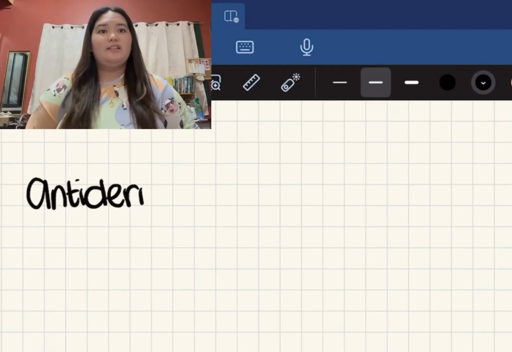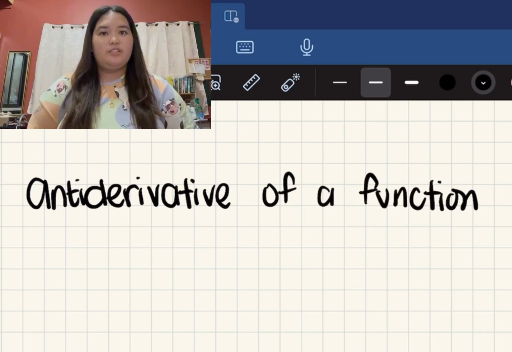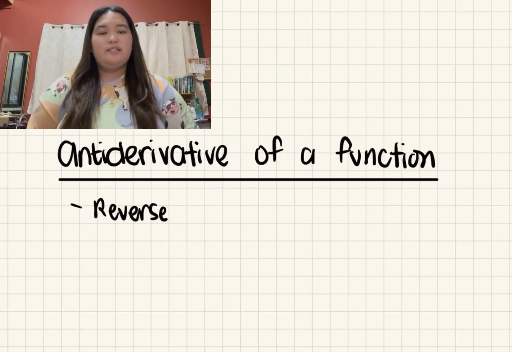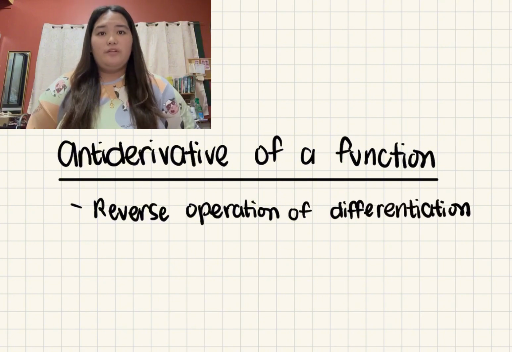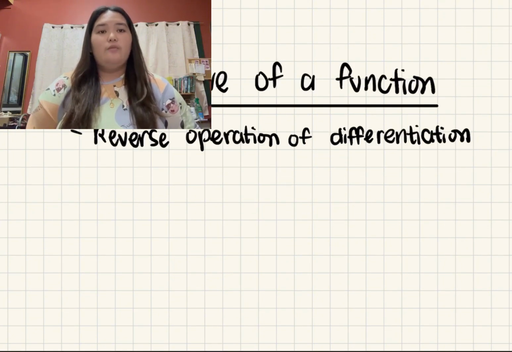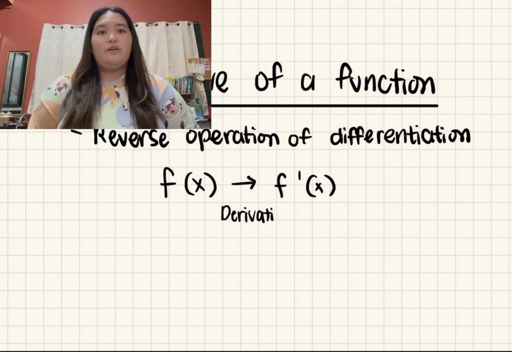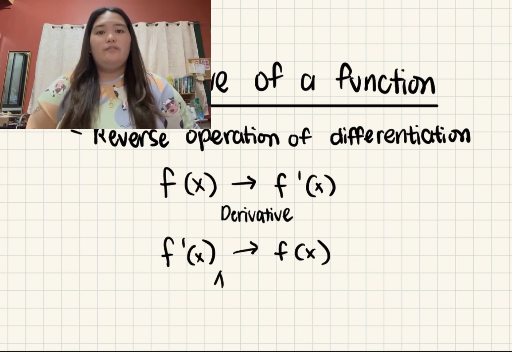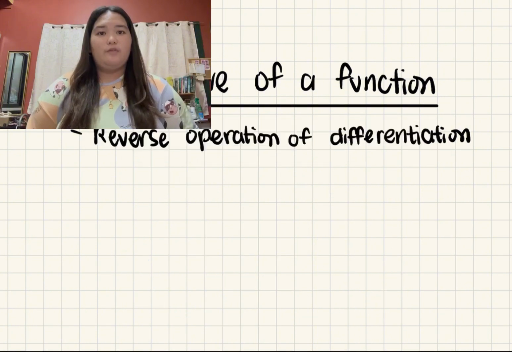And in our tutorial, we'll discuss how to find the antiderivative of a function. The antiderivative is essentially the reverse operation of differentiation. When we differentiate a function f of x, we get its derivative denoted as f prime of x. Conversely, the antiderivative or integral of f prime of x is f of x. So f of x serves as the antiderivative of its derivative f prime of x.